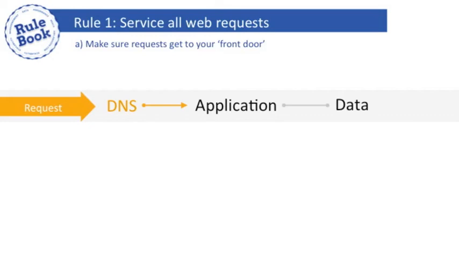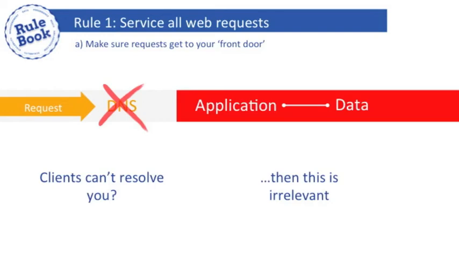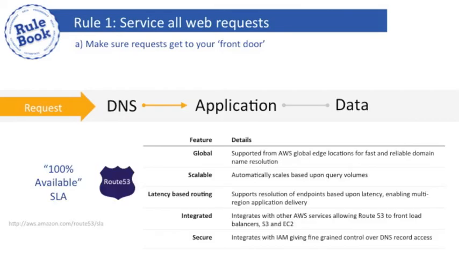But if that DNS service isn't working and your clients can't resolve you, then it doesn't really matter the efforts that you put into scaling your application or making your data highly available, because simply the request won't find you. So making requests get to your front door in the context of AWS is all about the use of a service called Route 53. So Route 53 is our DNS service, and it's a globally provided service from all the edge locations that you may be familiar with, where we serve, for example, our CloudFront content from.